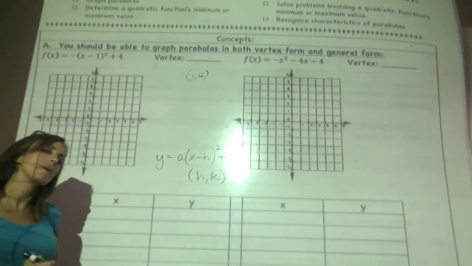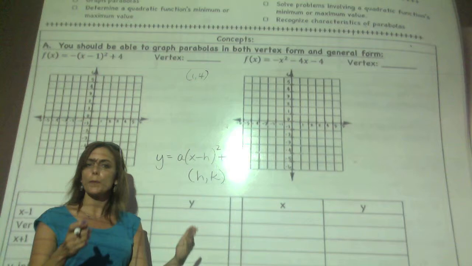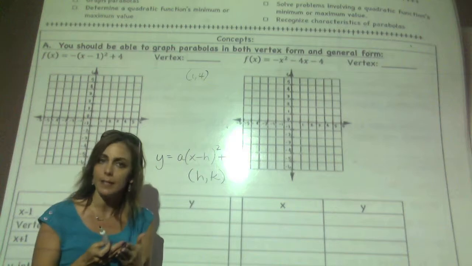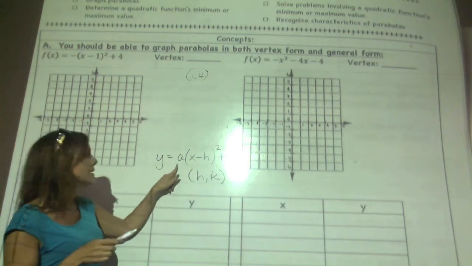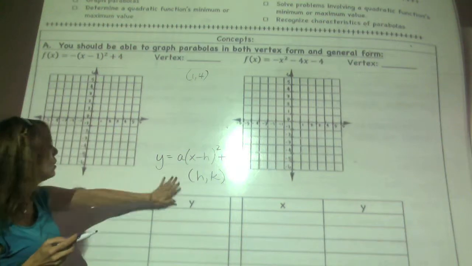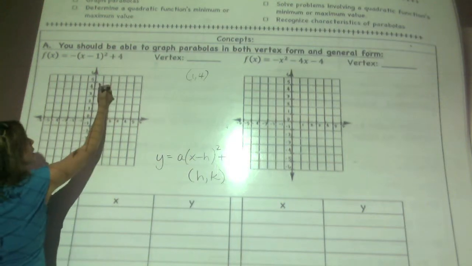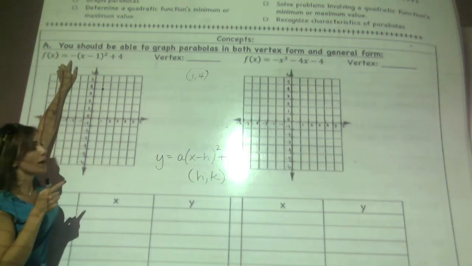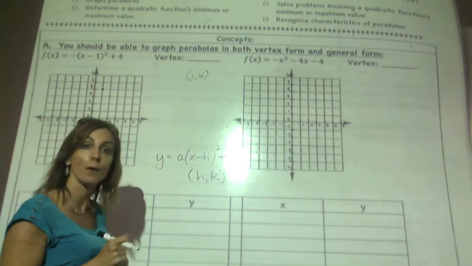Now remember that a parabola is a U-shaped graph. It will either open up or open down, depending upon your a value. If a is positive, then we have a happy graph because it is opening up like a smile. If a is negative, then we've got a sad graph and it opens down. So we know that our vertex is at 1, 4. Let's see, 1, 2, 3, 4. And since it's negative out in front, it's going to open down.